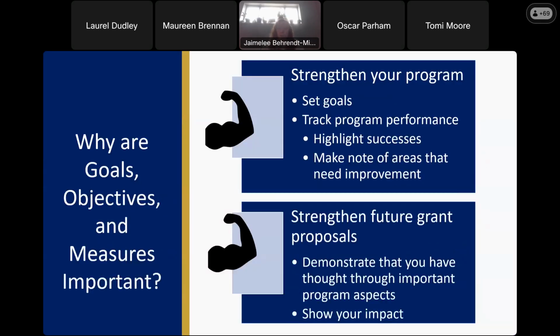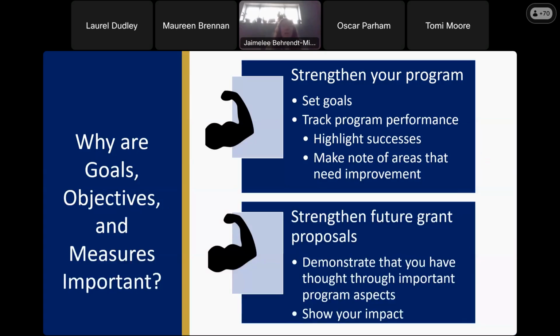And so when we are talking about why goals, objectives, and measures are important, there's a couple of reasons. One, it's to strengthen your program, right? We want you all to be able to set goals, and we want you all to be able to track your program performance. By tracking your program performance, you're able to highlight where you have been successful, and you're also able to make notes of areas that might need improvement going forward, right?